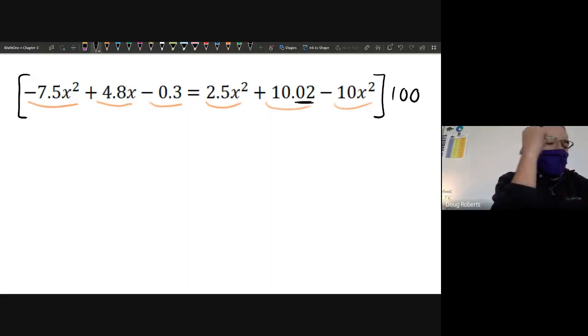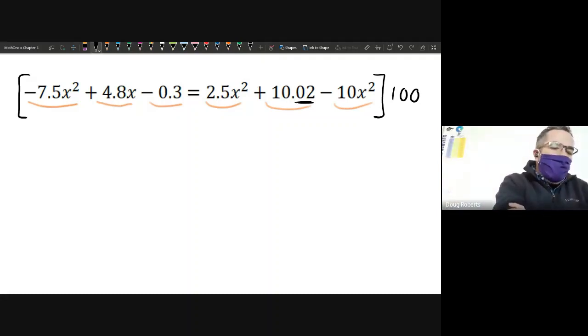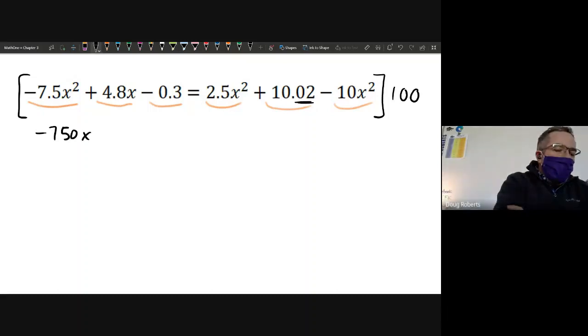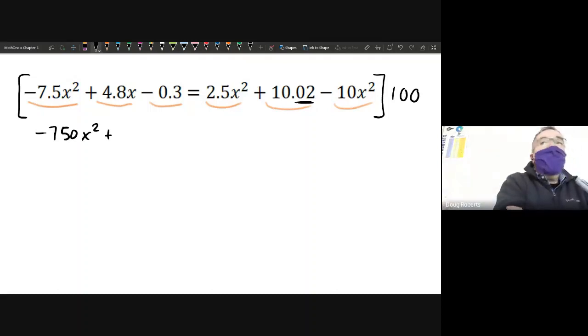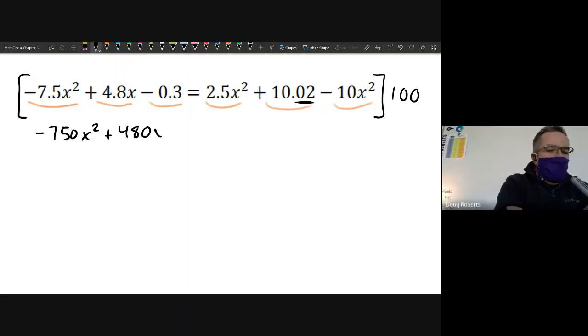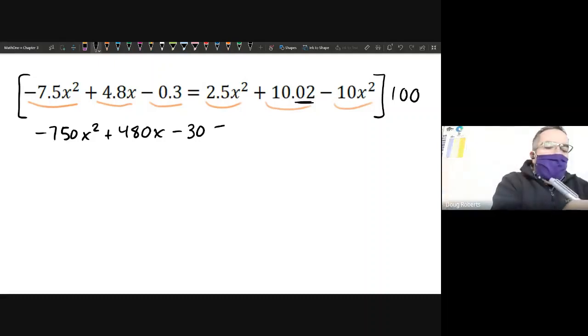Now, admittedly, these numbers are a bit large, but they're not unreasonably large. So I'm going to go ahead and rewrite this using this property. This becomes 750x squared. What's the next term? 48x. And then the next term? Wait, no, 30. And then the last one is minus 30, correct? So again, to multiply by 100, I'm just moving the decimal place 2 to the right. How about the other side?